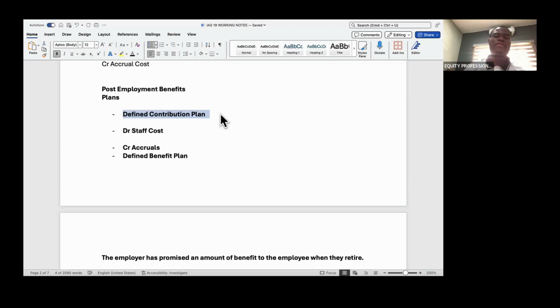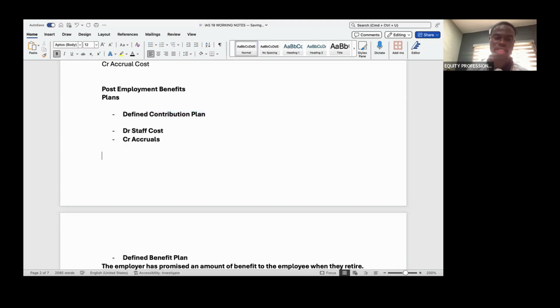So in accounting for a defined contribution plan, the major thing is that at the end of every month, you debit staff costs and credit accruals. It could be pension expense or pension costs every month. When they pay, you debit the accruals and credit bank.